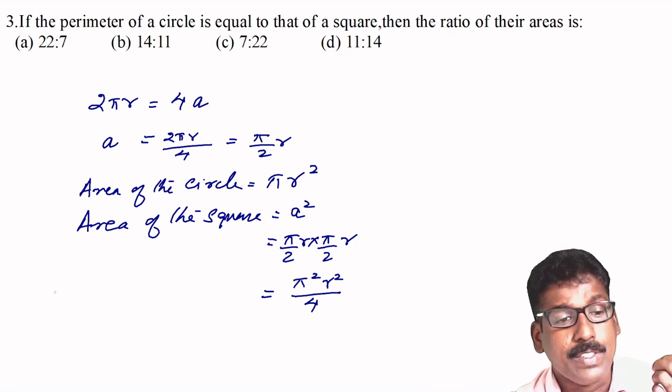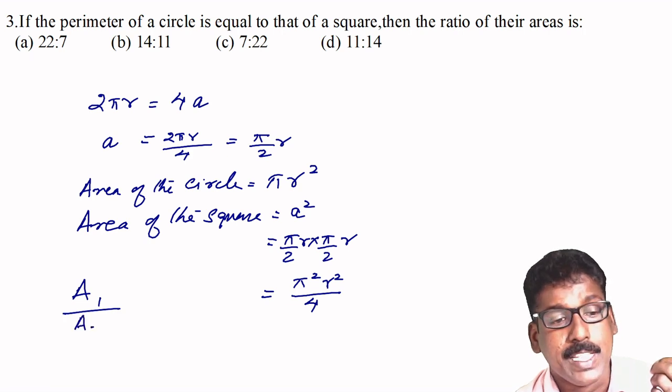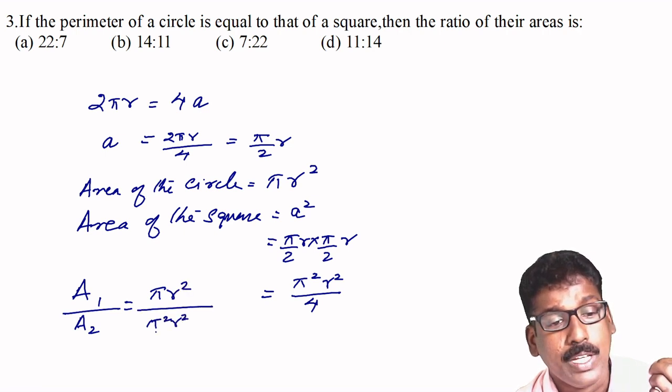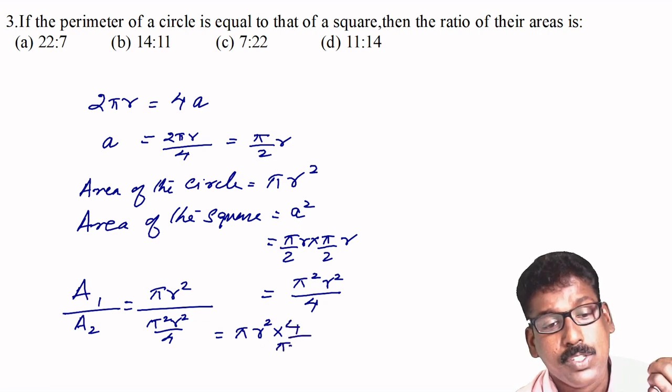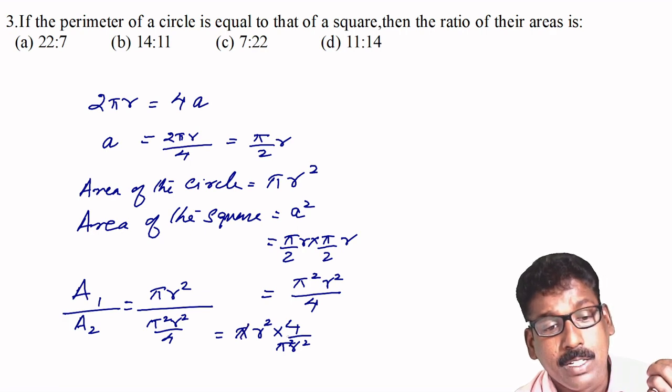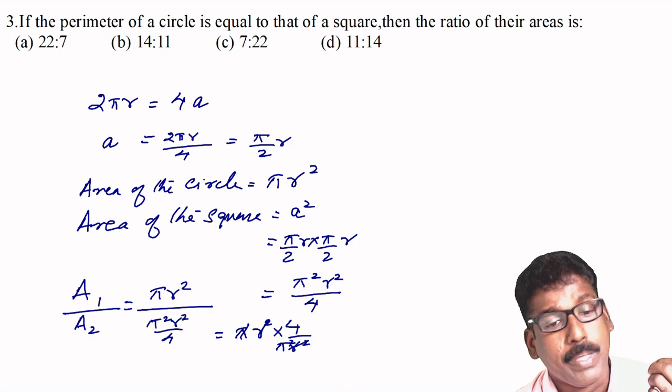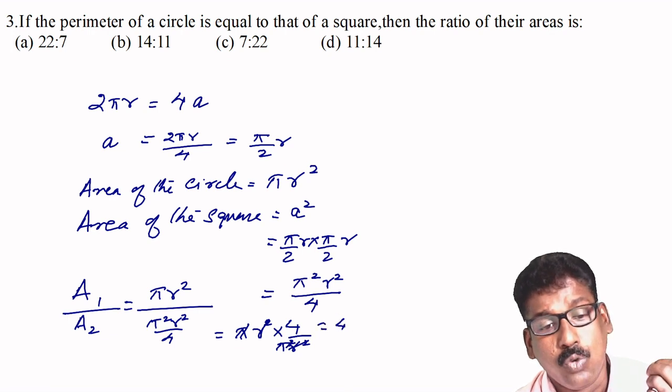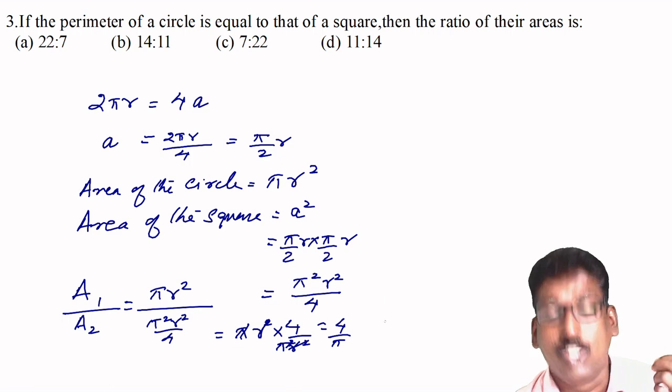Now let us take its ratio. That means area of the circle, let me take it as A1, divided by area of the square, let me take it as A2. Then find out the ratio, that is pi r square divided by pi square r square by 4. That you can write as pi r square into 4 by pi square r square. Now pi r square cancel, pi 1 pi cancel, so you will get 4 by pi. Pi you can take as 22 by 7, so it is 4 divided by 22 by 7.